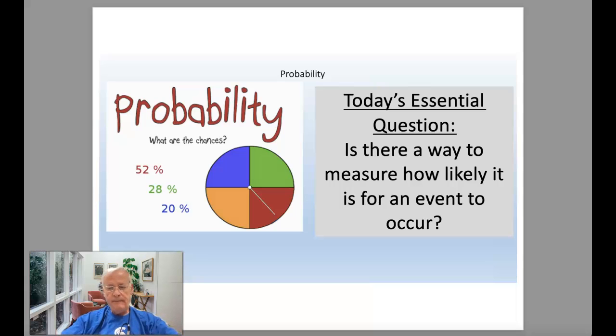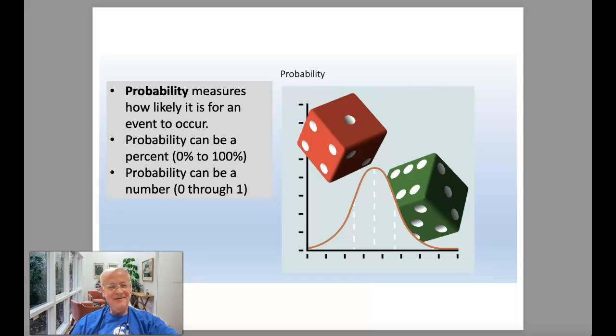Is there a way? Well, it turns out there is. It's probability. It measures how likely it is for an event to occur. Probability can be a percentage between 0 and 100%, or it can be a number, 0 through 1. In other words, probability is often a decimal or a fraction if it's represented as a number, or again, a percent. It can't be more than 100%. 100% means absolute certainty.